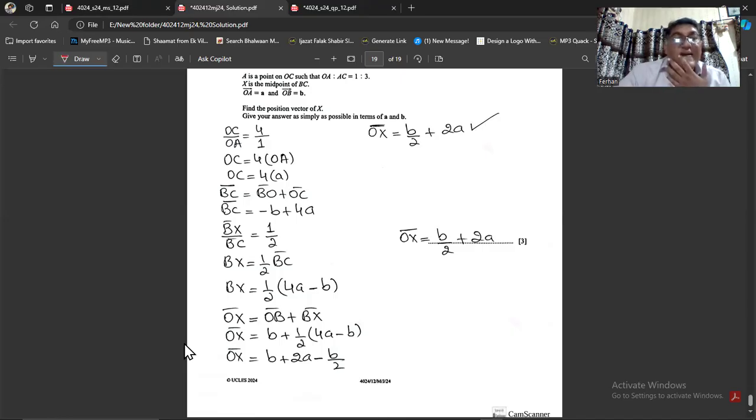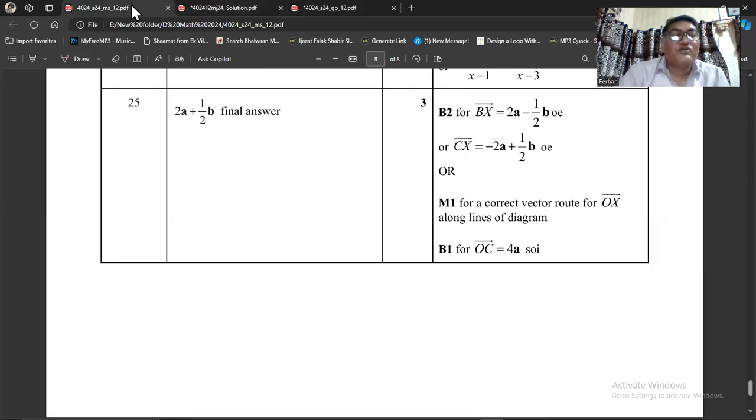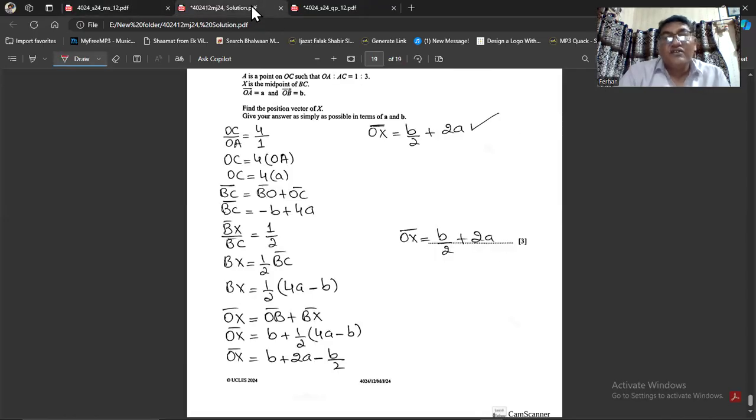then I will find OX. OX will be equal to OB plus BX. OX will be equal to small b plus 1 by 2, bracket start 4A minus B, bracket close. So it will be b plus 2A minus B by 2. So b minus B by 2 will be positive B by 2, and plus 2A is left. Okay. So OX will be equal to B by 2 plus 2A. So this is how you find OX, 2A plus half B. 2A plus half B is the right answer, sir.